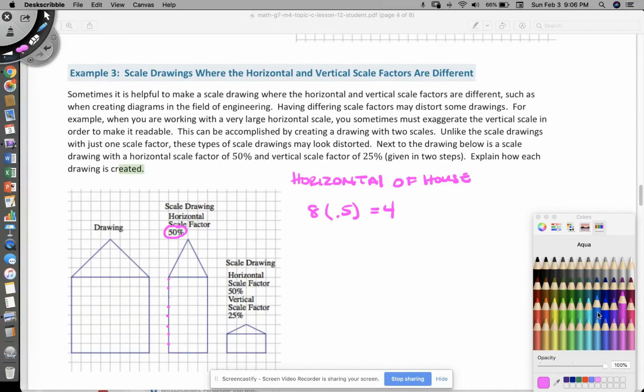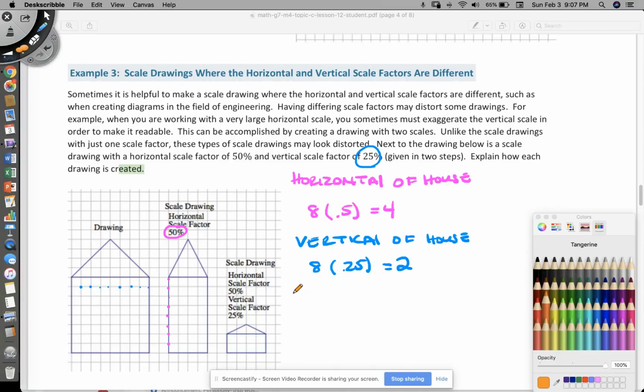All right, now we have a vertical of the house. Okay, and the vertical of the house, I'm going to assume it's this one here, because this one says vertical scale of 25. So this is going to be the finished product. So we have 1, 2, 3, 4, 5, 6, 7, 8 as well. So 8, and this was the vertical. So vertical is 25%. So we're going to multiply that by 0.25, and we're going to get 2.